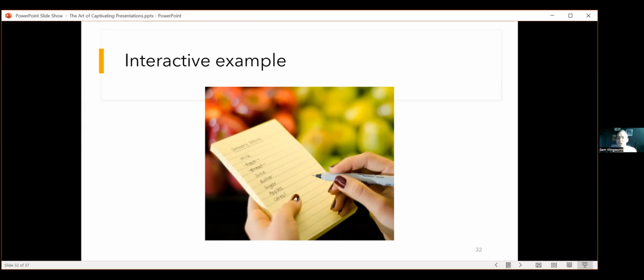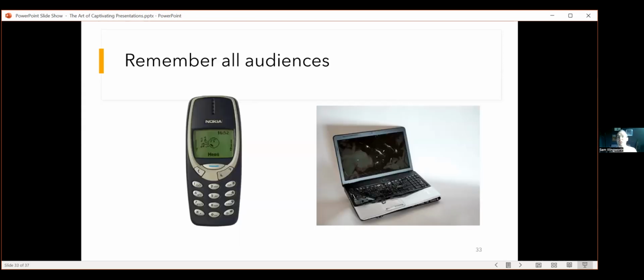It's just a good way to remind the audience that you are there and that you want to engage with them as well. So the other thing, of course, is to remember all audiences. So let's have a look.